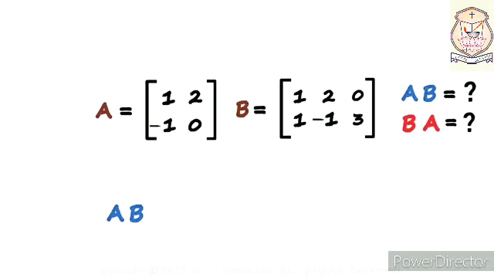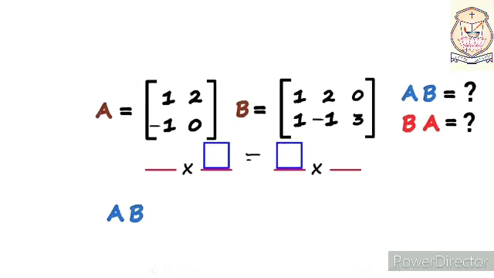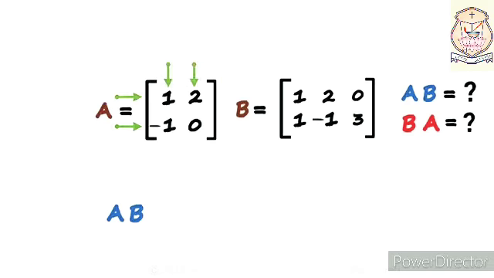How did we check for the compatibility? We found the order of each matrix and checked if the second and the third numbers are equal. If yes, then they were compatible, else they were not. What is the order of the first matrix? It has 2 rows and 2 columns, 2 by 2. And what's the order of the second one? 2 rows and 3 columns, 2 by 3.